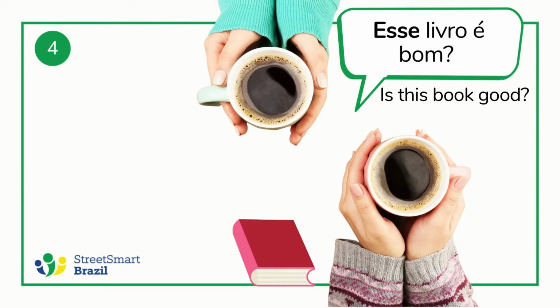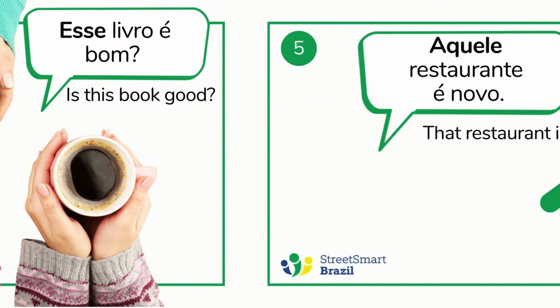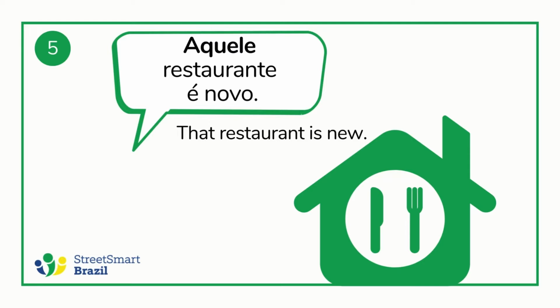Now we have Bianca. She's having coffee with her friend Melissa, who is reading a book. And Bianca asks, is this book good? Well, book, livro, is masculine and singular, and the book is closer to her friend than it is to Bianca, so she uses esse. Esse livro é bom?